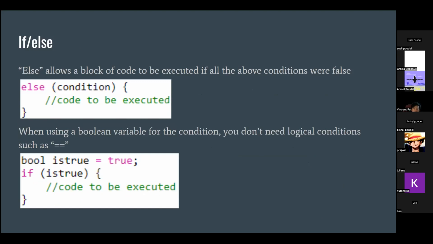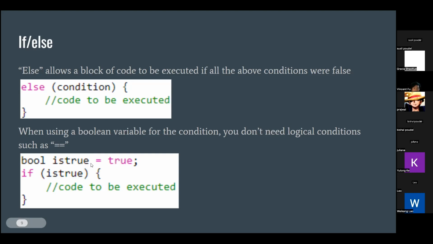Okay, I don't know why there's a condition there. I made a mistake, but it's okay. Usually else statements don't need a condition. And when using a Boolean variable for the condition, you don't need any logical conditions such as equal equal. As an example, if I have a variable isTrue, I don't need to say if isTrue equal equal to true. I can just directly type the variable in there and then it'll automatically return a value because it's already a Boolean variable.